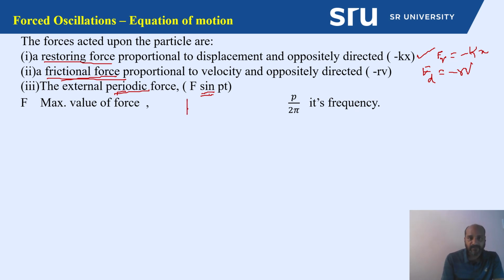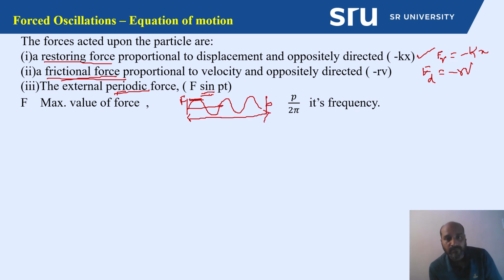So what does it mean? This is the force you are applying, and here the maximum force is capital F. This is the amplitude, but here the function is for force. That's why it is the maximum force. And what is the angular frequency of this force? Let it be small p. The linear frequency is p by 2π.